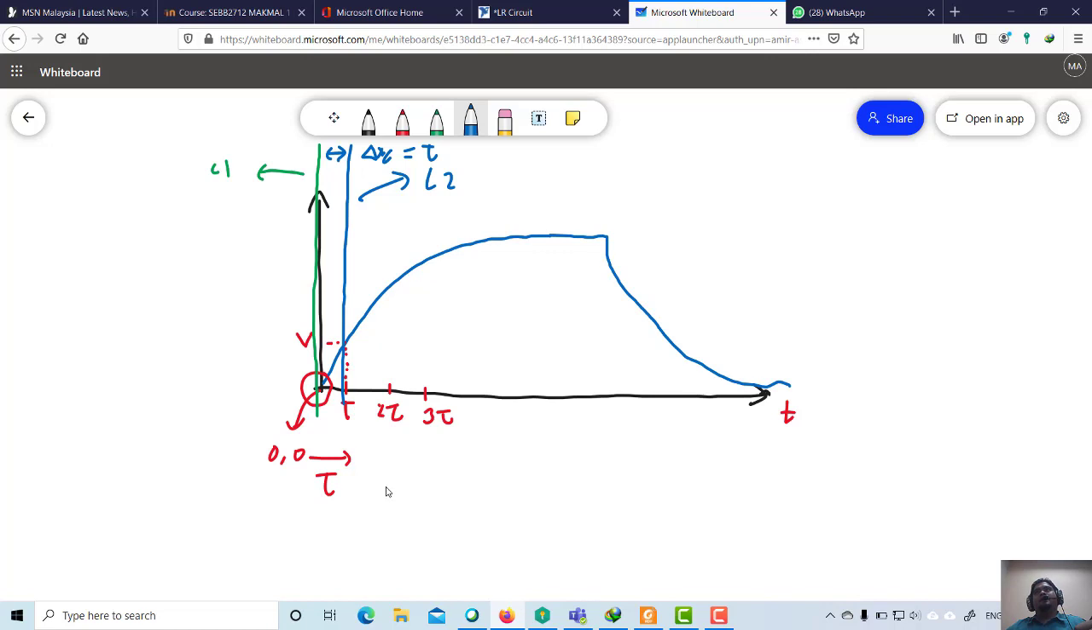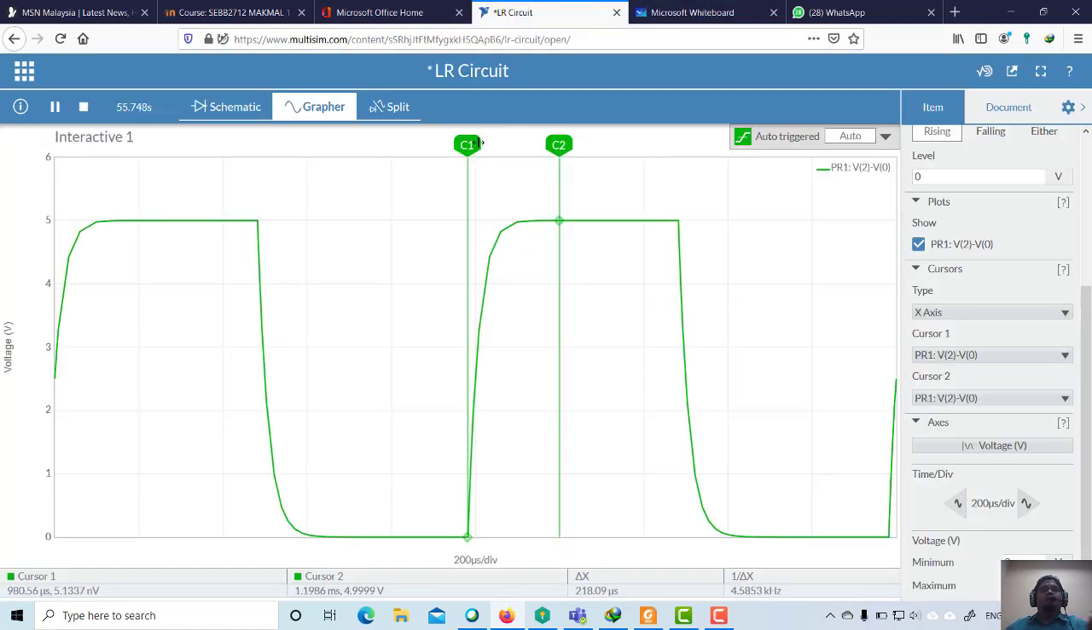This value you need to find during the pre-lab. Once you find that, then you take that voltage, because that is the voltage that you need to find when the t equals your tau. Okay, I will just show you one example.